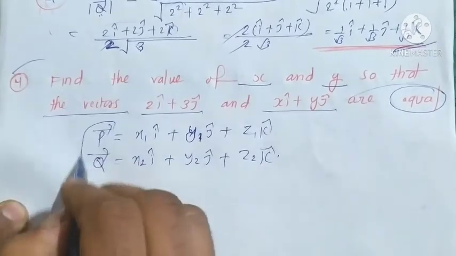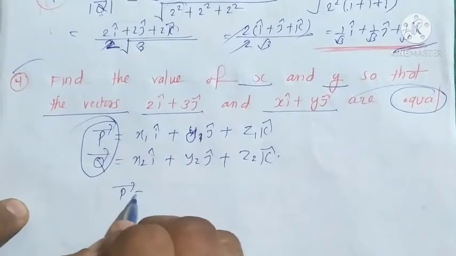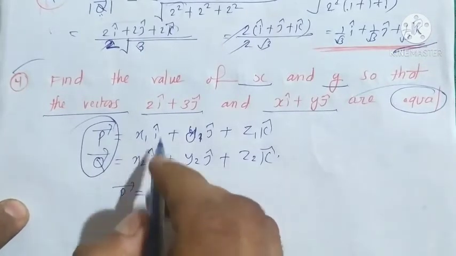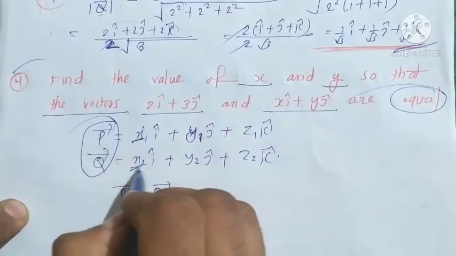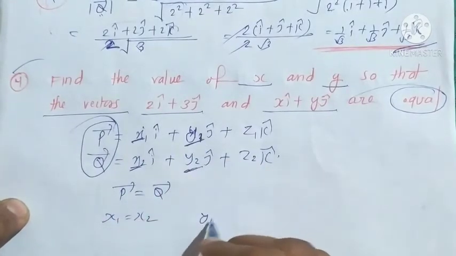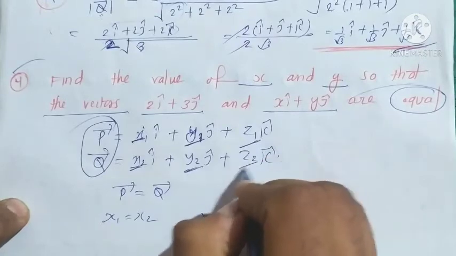If these two vectors are equal, if p is equal to q, then what happens? In this case, x1 is equal to x2, y1 is equal to y2, and z1 will be equal to z2.